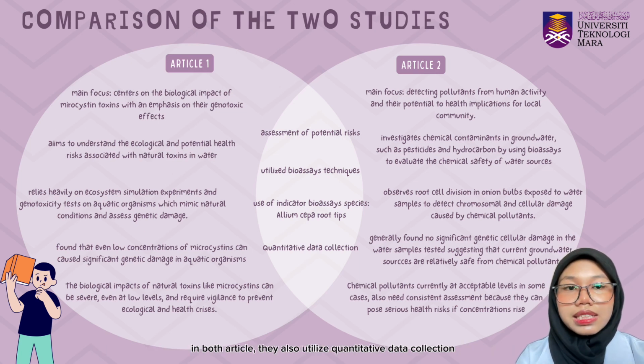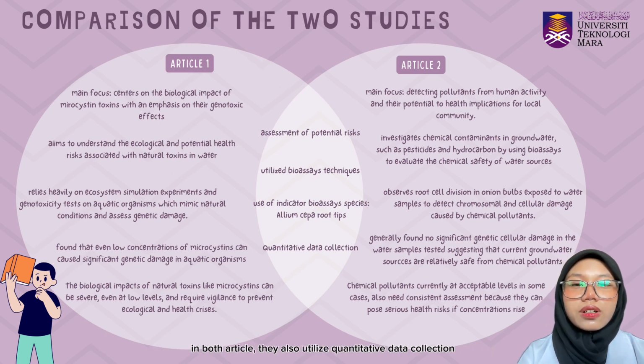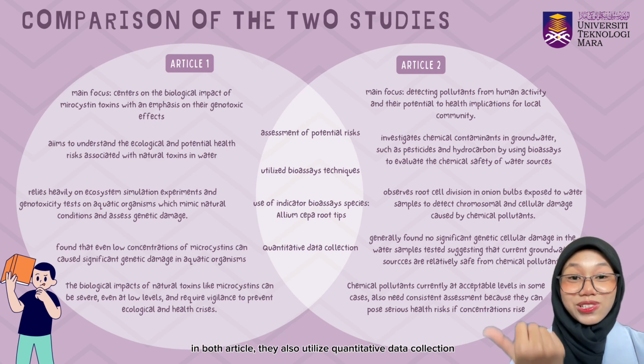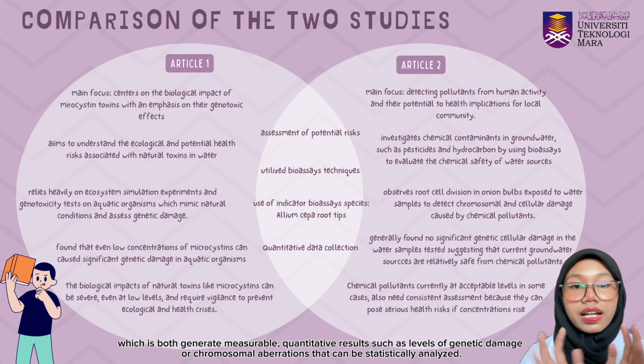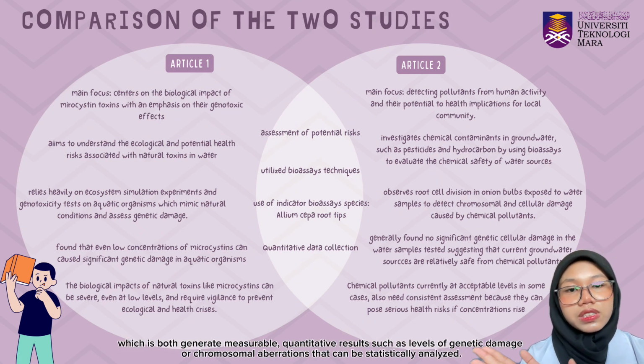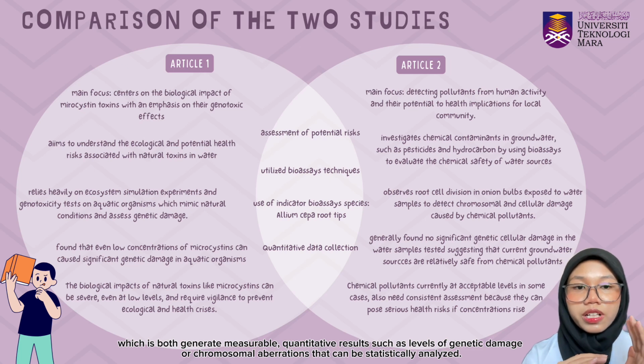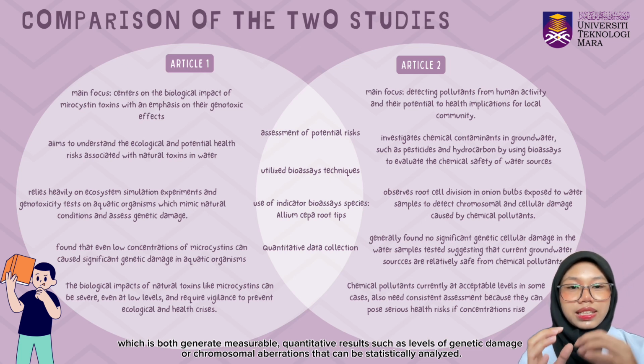In terms of similarities, in these articles, they also utilize quantitative data collection, which generates measurable results, such as levels of genetic damage and chromosome aberrations that can be statistically analyzed.